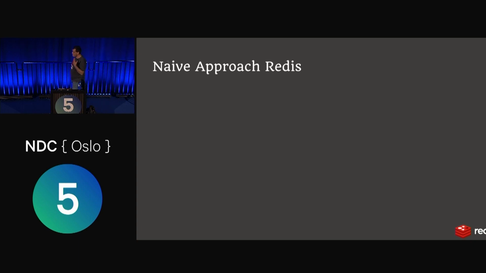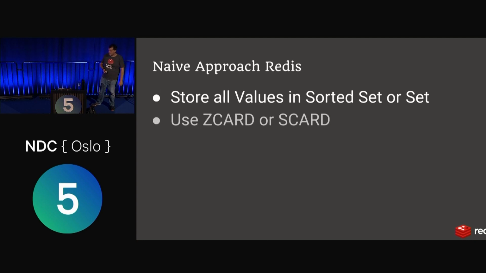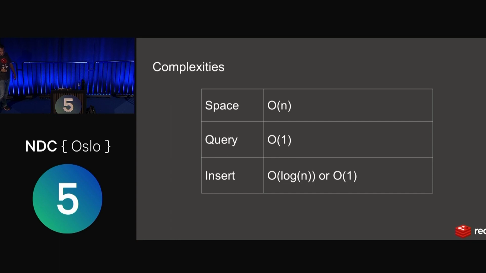So let's think of another approach to this. Let's talk about a naive approach that you might use in Redis. You can store all these values in a sorted set or a set. Those are two data structures that exist within Redis. They've kind of been there since the beginning. They're commonly used. We talked about sets earlier. Sorted sets are another one of those same things. They're very similar. And then you can just use the ZCARD or the SCARD operation to check the cardinality of them. Card literally means cardinality. So ZCARD, SCARD, sorted set cardinality, and then that's it.